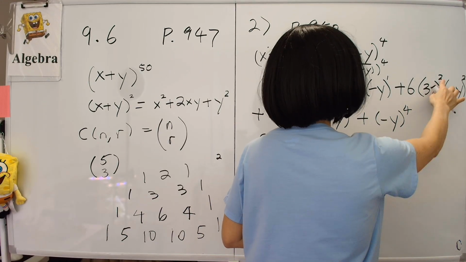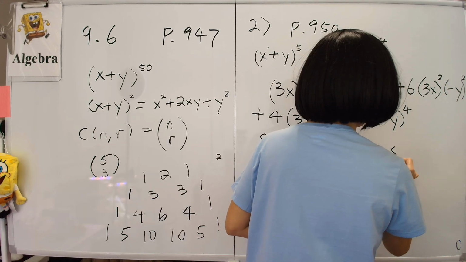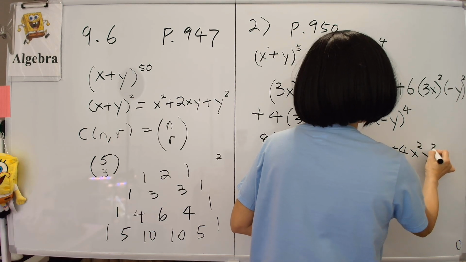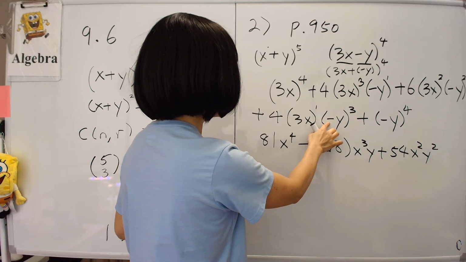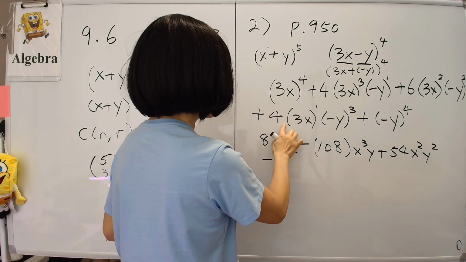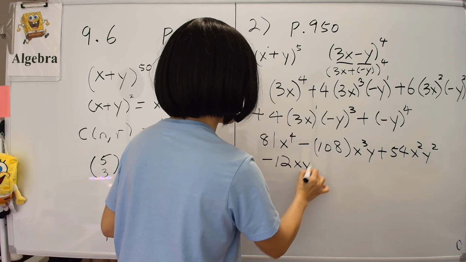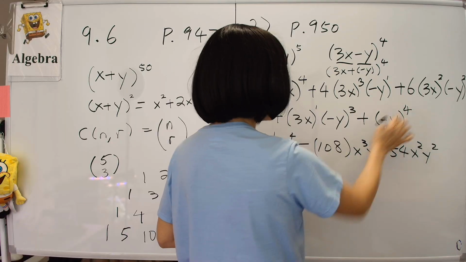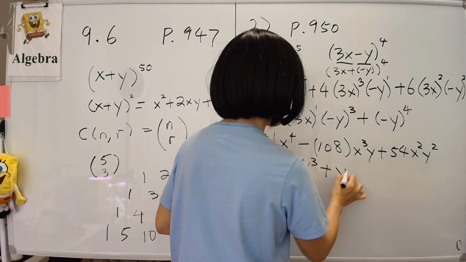This is 3 squared, that's 9. 9 times 6 is 54. So x squared, y squared. Next, we have a negative sign, and it's to the 3rd power, so it's still there. 3 times 4 is 12, and then x, and then y to the power 3. And finally, the negative sign is raised to an even power, which means it disappears, and so we have the plus symbol, y to the power 4.